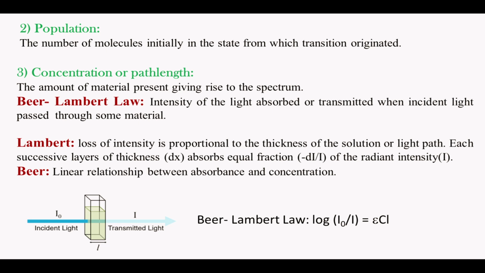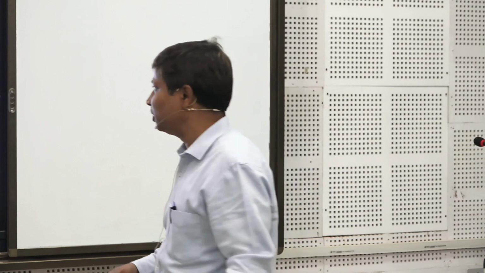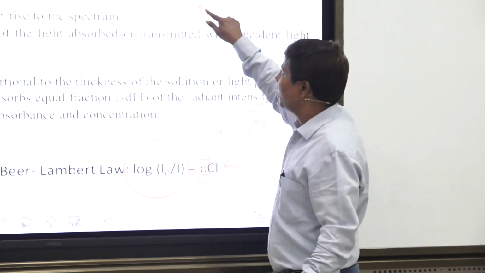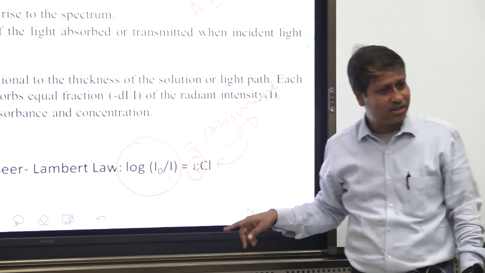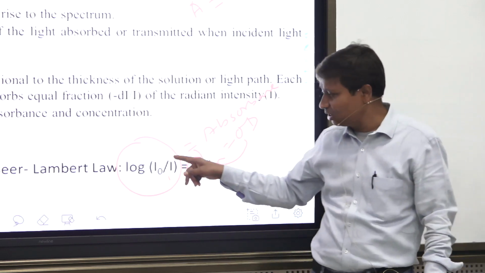Now, what is the importance of this epsilon? Epsilon is called molar absorptivity. If you have a molecule A whose epsilon is say 1000, and the unit is very easy to determine, this unit, because this is unitless.